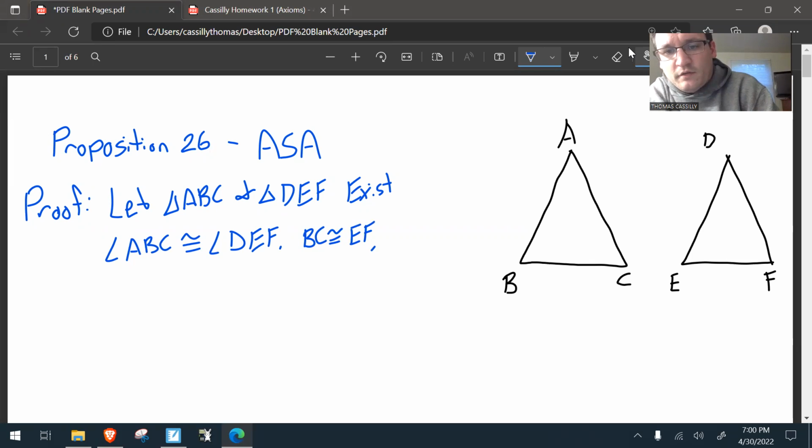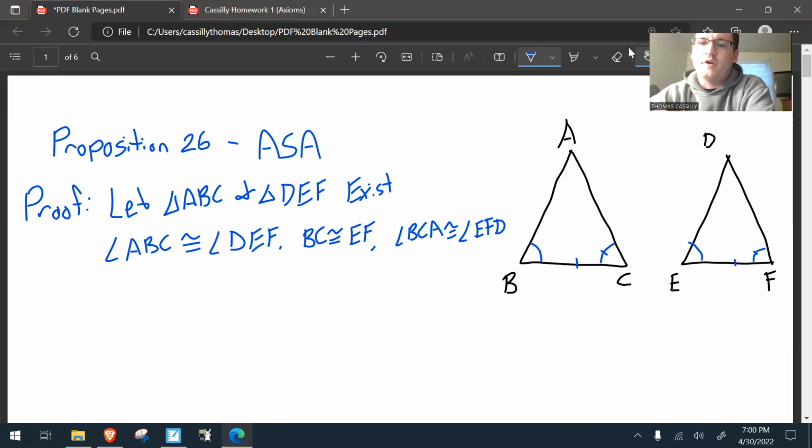And we need another angle. So we'll say angle BCA is congruent to angle EFD. Okay, so now from here, what I'm going to do is mark this on my picture. I tell my students all the time, whenever you know something's congruent, mark it on your picture. And you know what they do? They don't do it.